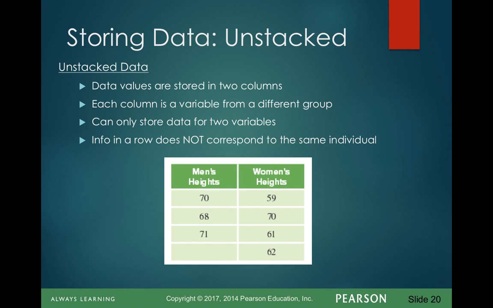Unstacked data, and from time to time you'll see it like this, where you'll have the men's heights in one column and women's heights in another. What you have to understand here is when you read left to right, that 70 and the 59, which are on the first row, have nothing to do with each other. So each column is a variable from a different group, but the information in the row does not correspond to the same individual. You know, I collect data that way. I organize data that way sometimes, but I prefer the spreadsheet and the stacked way of storing data typically. Okay.